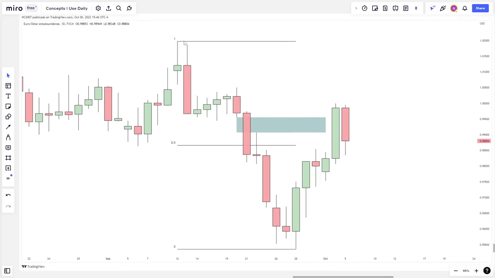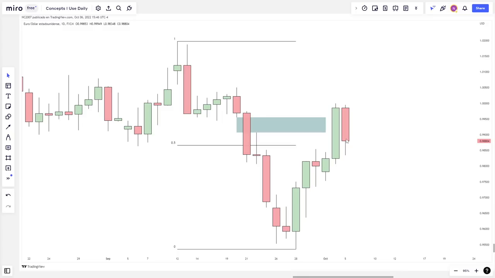Daily chart, aggressive move lower, price starts to retrace. Do we have reasons to believe price could be bullish? Well, price has been bullish for the last week and a couple of days this week, right? So Monday and Tuesday were bullish, so we could expect price to be bullish.